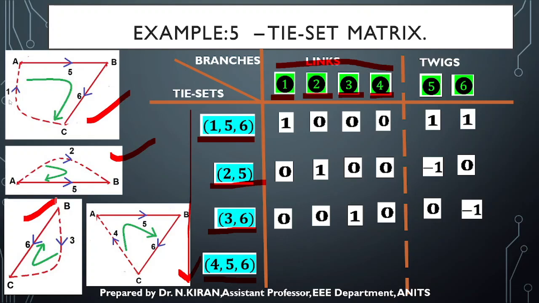And lastly, the fourth tie set. Links 1, 2 and 3 are nowhere related to this tie set, so they are 0. The fourth link direction is the same as the direction of the loop, so +1. The fifth twig as well as the sixth twig are both in the same direction as the loop direction, so it is +1. So this is how we form a tie set matrix for a given graph.